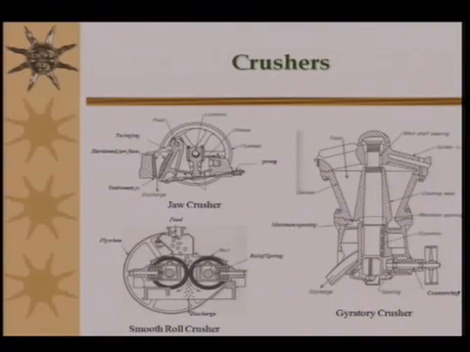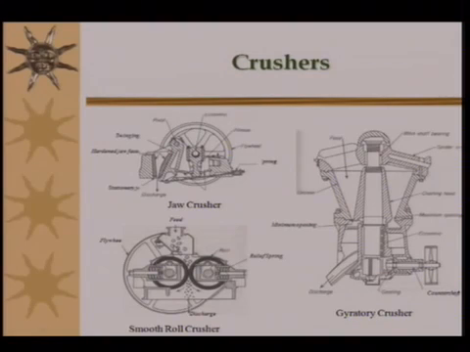Similarly, if you see here, there are smooth roll crushers. Smooth roll crushers accept feed of different sizes, but normally they are used as secondary crushers, because most of the big crushing is done in bigger crushers, and then that feed is taken and put into the smooth roll crusher for further crushing.